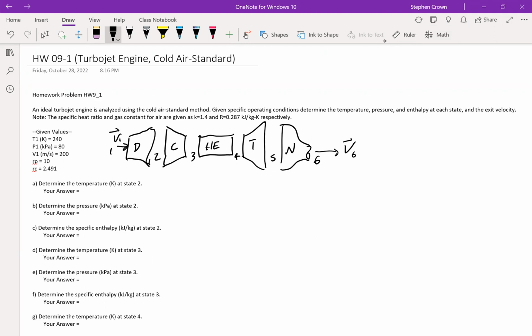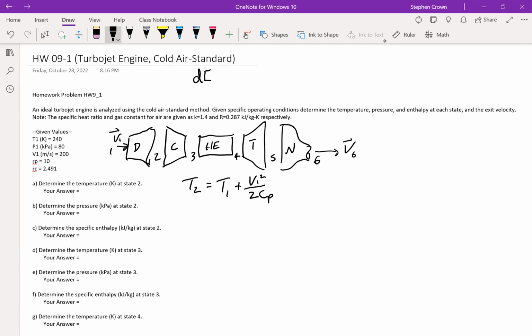So state 2 is just finding the temperature at the exit of a diffuser where the velocity is much, much smaller than the inlet, so we can neglect it. And so using the first law, we would have that T2 equals T1 plus V1 squared over 2Cp.